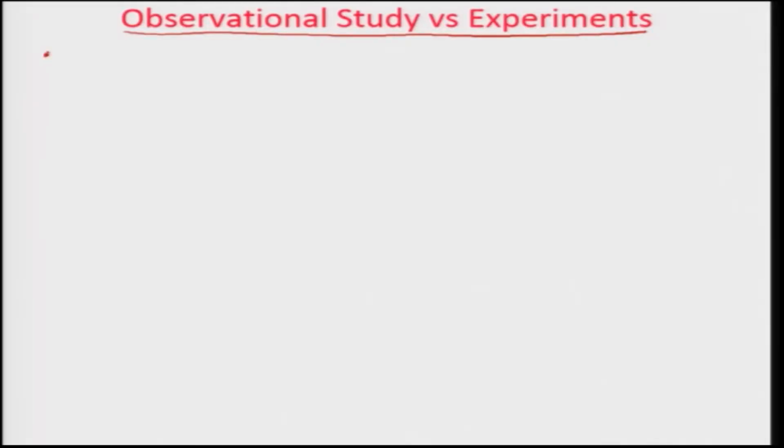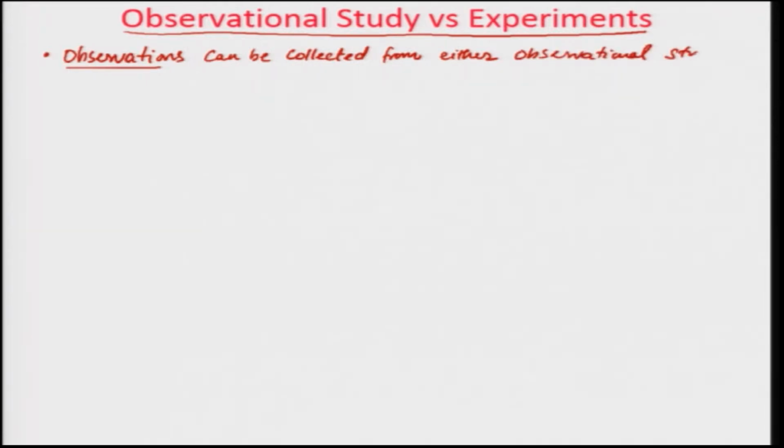So, the first point that you need to realize is, when people talk about observations, not observational studies, the term observations, observations can be collected from either observational study or experiments. Both of them will give rise to observations. Either the observational study will give you observations, or experiments will also give you observations.